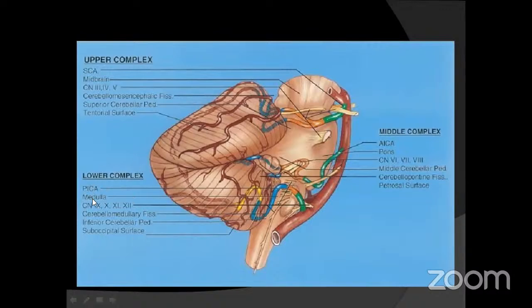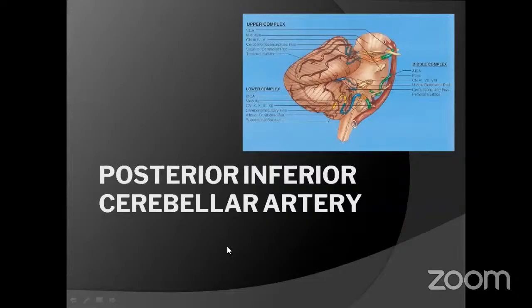The main artery of the lower complex is PICA, which is the artery we are going to do today. It is associated with the medulla of the brainstem, just as ICA was associated with the pons and SCA was associated with the midbrain. The cranial nerves associated with PICA are the 9th, 10th, 11th, and 12th. The fissure it runs in is the cerebellomedullary fissure, as it is associated with the medulla. The cerebellar peduncle in close proximity with it is the inferior cerebellar peduncle. And the surface of the cerebellum that it supplies is the suboccipital surface. So let's move forward with PICA.